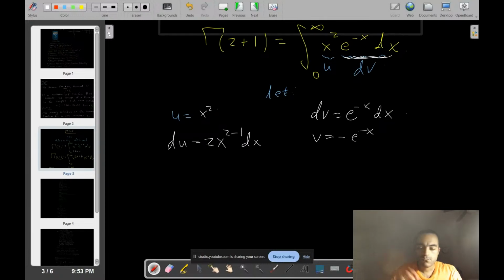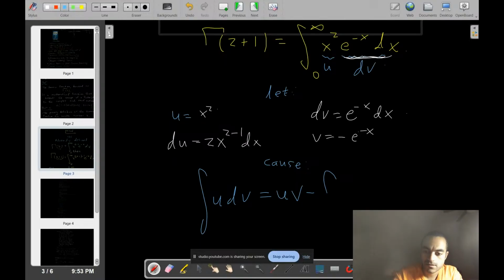Then what we want to use is the integration by parts formula. The definition is just this: the integral of u dv is equal to the product u times v, minus the integral of v du.